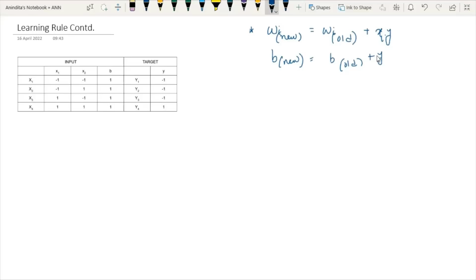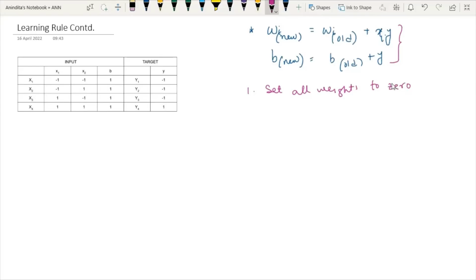But how to apply this formula in a stepwise manner in order to solve this problem using an artificial neural network is important. Whenever you are using the Hebbian learning rule, the first thing you have to remember is that you cannot use this formula straight away in the first attempt. So first you have to set the synaptic weights, or first you have to set all the weights to 0.